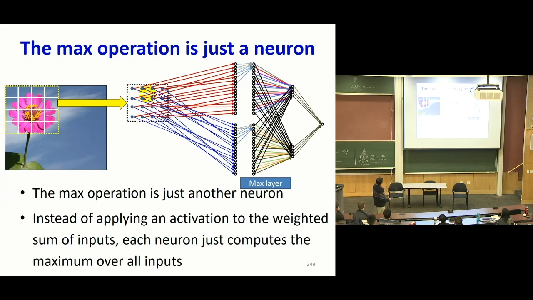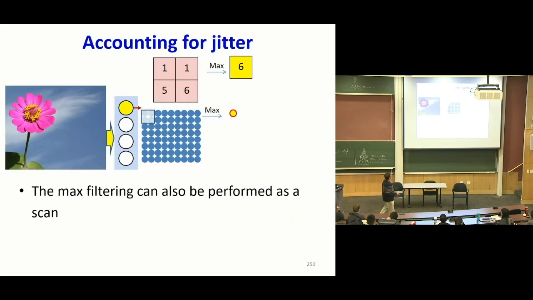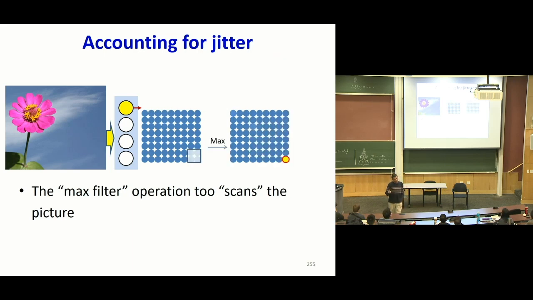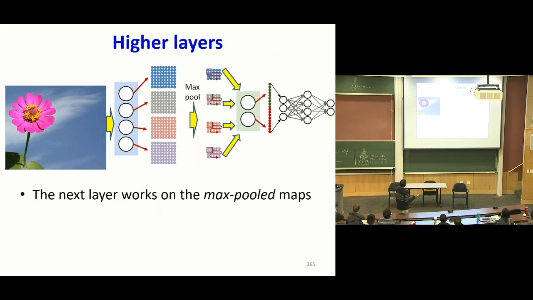And so you can redraw the max operation as just another layer that immediately follows the previous activation layer. This has not changed the fact that the whole operation is still just one giant shared parameter network. And because I'm scanning, I can still scan. I can just do the same thing with a scan as before.